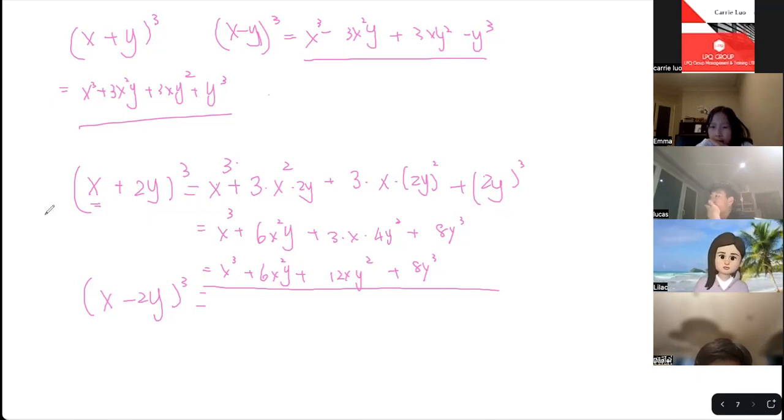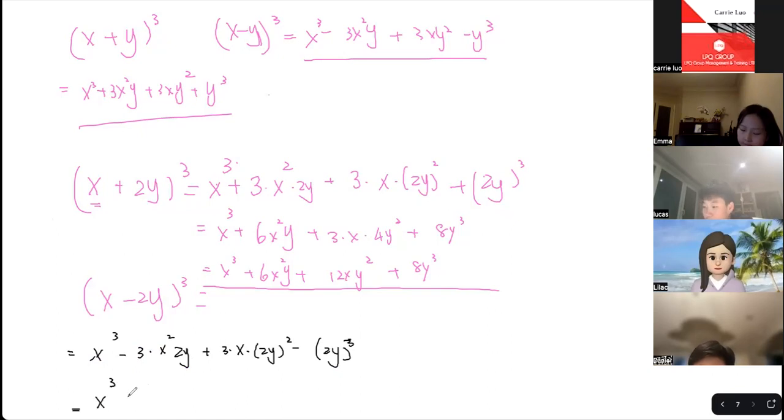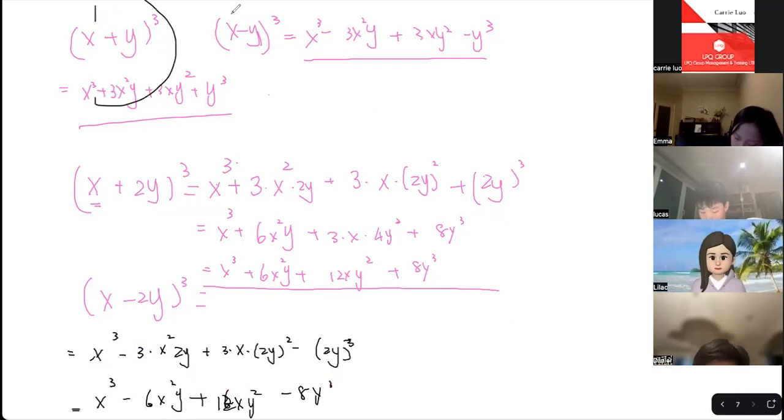Emma, yeah. Okay, let's take a look at this one. This one is x cubed still, but minus 3 times x squared times 2y, and plus 3 times x times (2y) squared, and minus (2y) cubed. Basically everything is the same, but the sign is different. So x cubed minus 6x squared y plus 12xy squared minus 8y cubed. The most important thing is having those in your brain, right? Okay, next one.